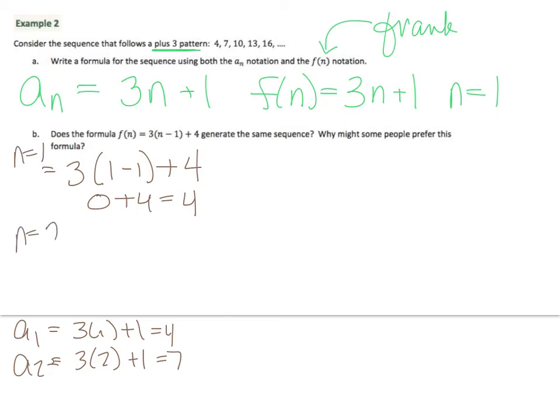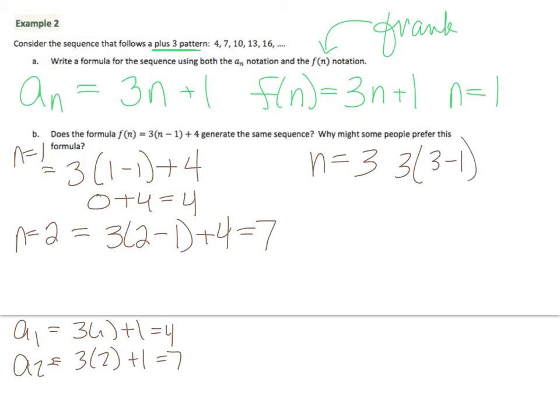N equals 2. I get 3 times 2 minus 1, which is 3, plus 4 is 7. Seems to work. N equals 3, just triple checking. 3 minus 1 is 2, so that's 6, plus 4 is 10. So yeah, it seems to work.